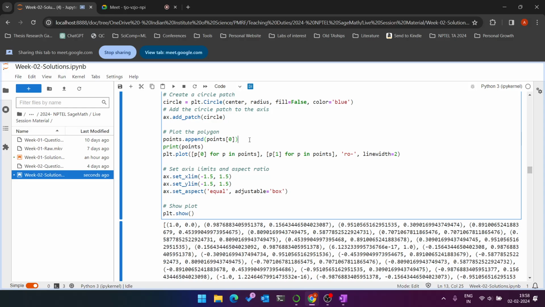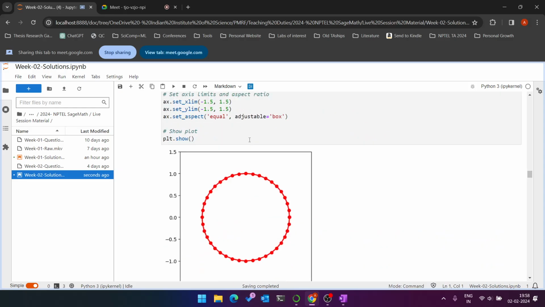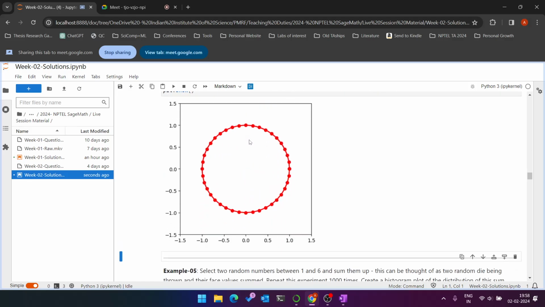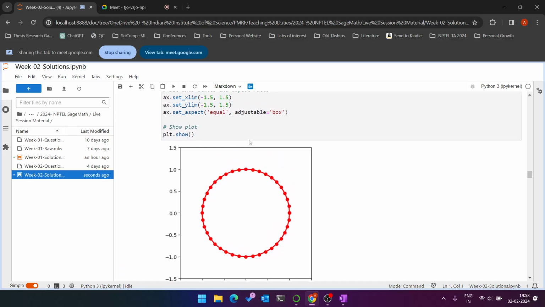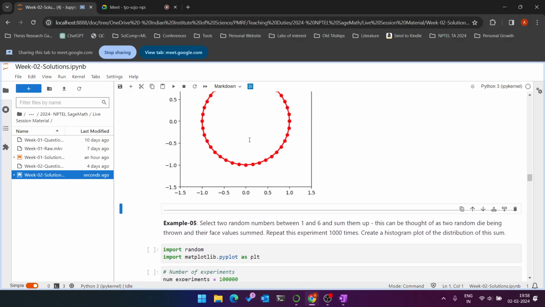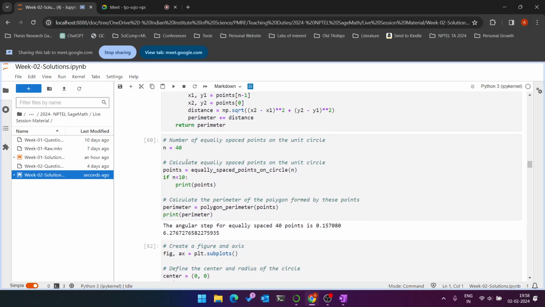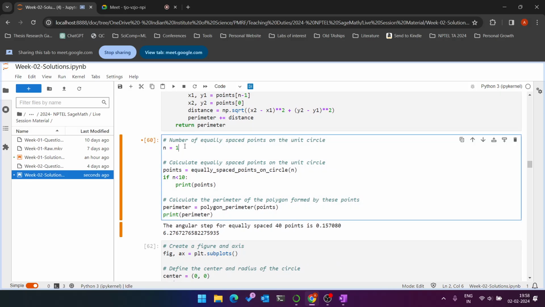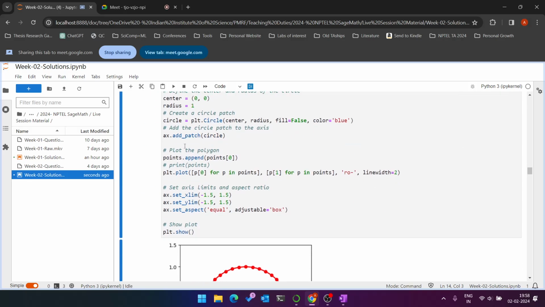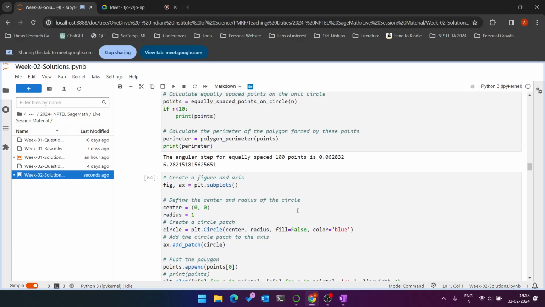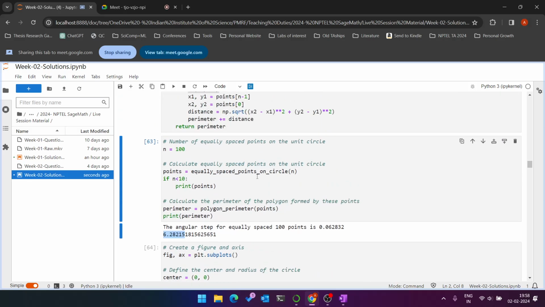Just comment this print of points. You can see that now it's much harder for you to distinguish which is your unit circle and which is your polygon. And here our perimeter turns out to be 6.27276 now. Say I do this to 100, and it's almost a circular bead. You can also see that our value converges to 2 pi.